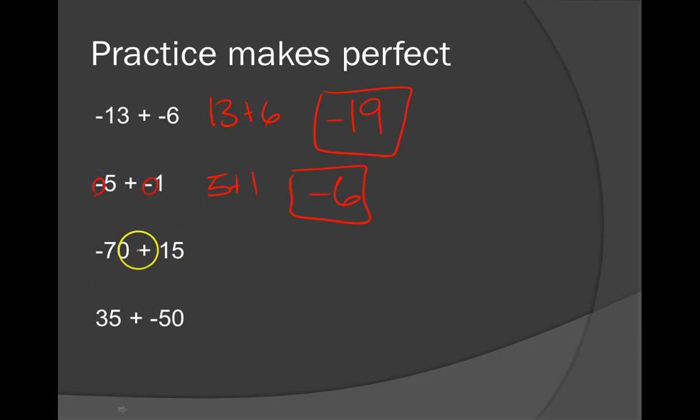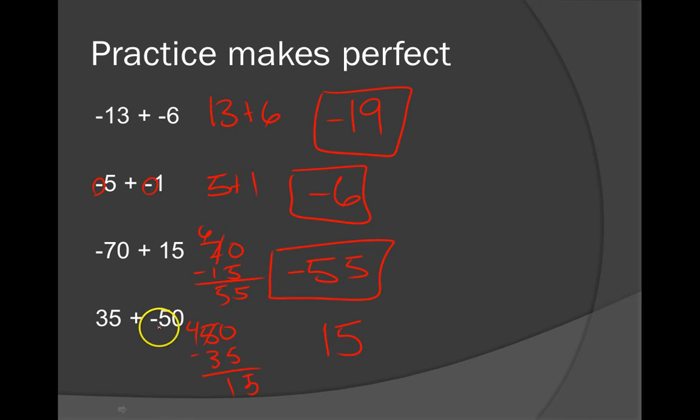Here my signs are different. Negative 70 plus 15, so I subtract. I go 70 minus 15. That's 55. And I keep the sign that's farther away from 0. Negative 70 is farther away from 0 than 15, so I keep the negative sign. 35 plus negative 50. Again, my signs are different, so I subtract 50 minus 35, and you get 15. And I keep the one farther away from 0. Negative 50 is farther away from 0, so I keep the negative sign.